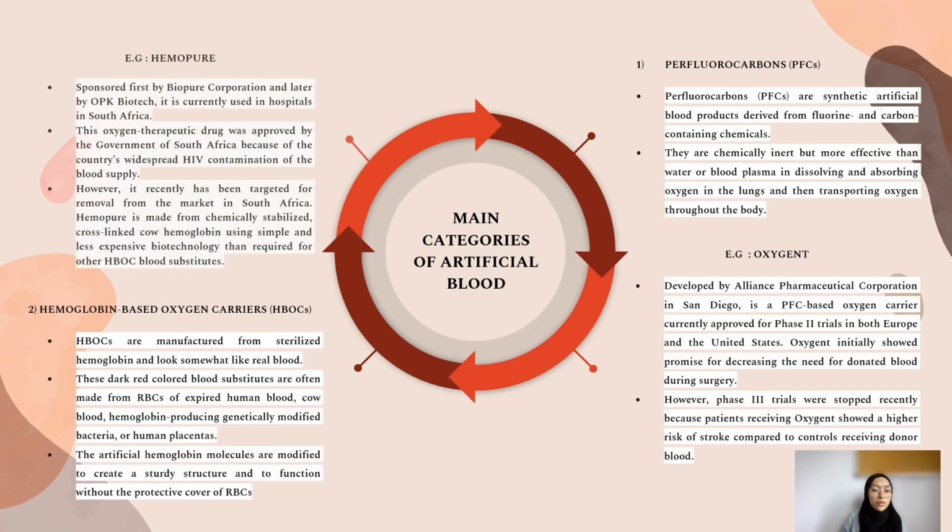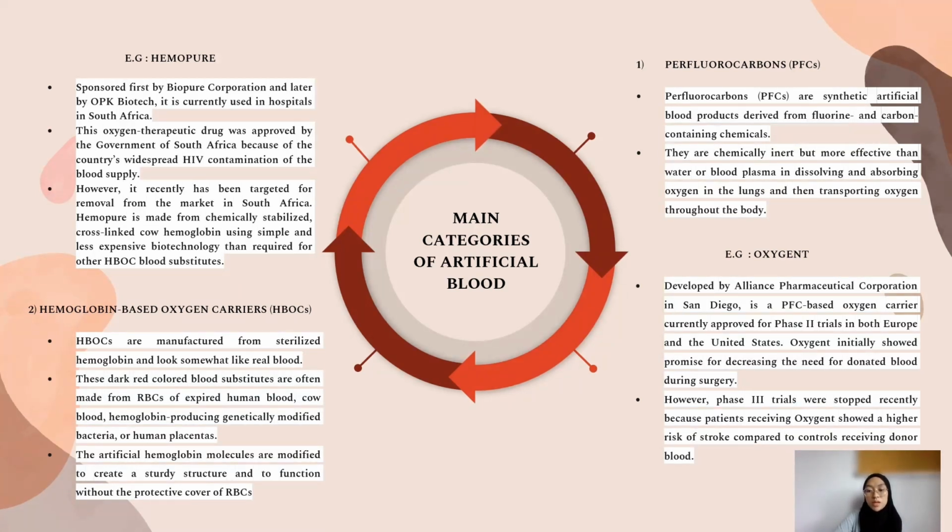Okay, the second one is hemoglobin-based oxygen carriers, which is HBOCs. HBOCs are manufactured from sterilized hemoglobin and look somewhat like real blood. These dark red colored blood substitutes are often made from RBCs of expired human blood, cow blood, hemoglobin producing genetically modified bacteria, or human placentas. The artificial hemoglobin molecules are modified to create a sturdy structure and to function without the protective cover of RBCs. HBOCs are smaller than natural RBCs. While natural RBCs remain in the bloodstream for about 100 days, HBOCs circulate in human blood only for a day.